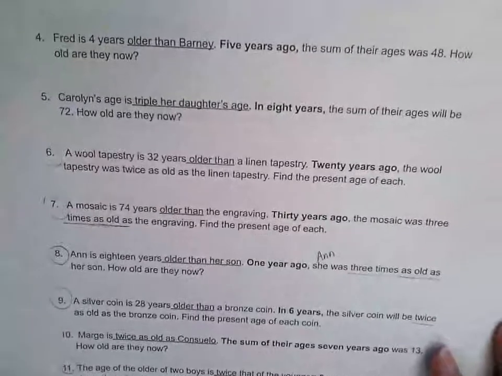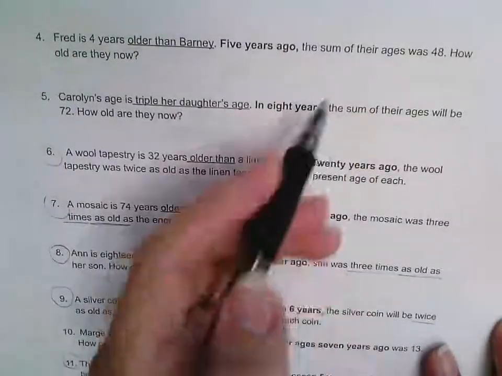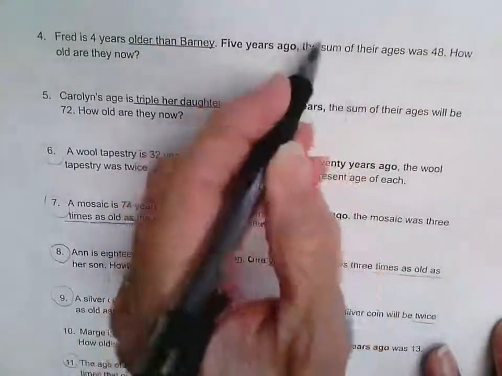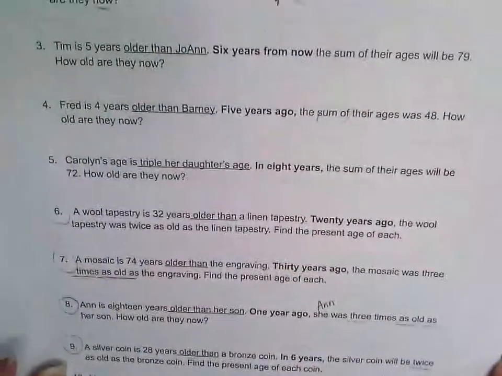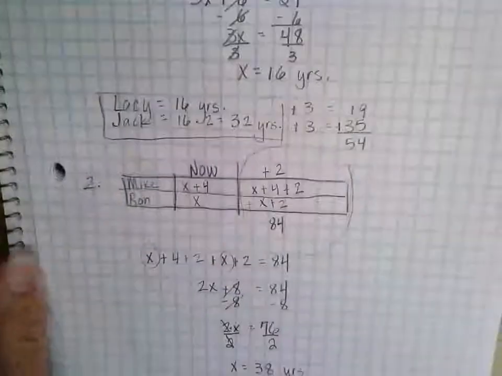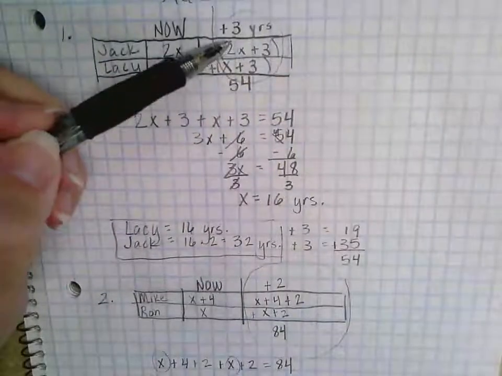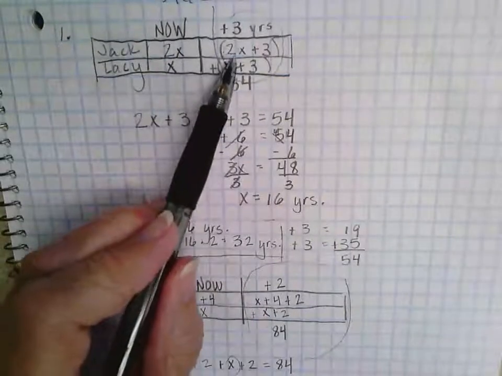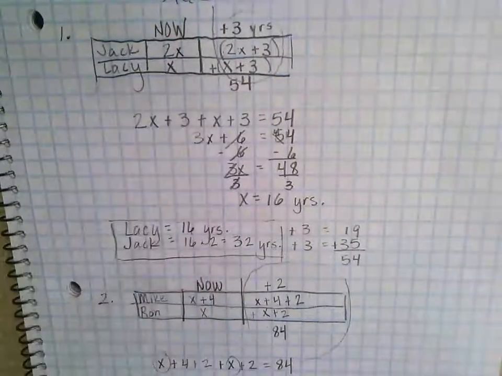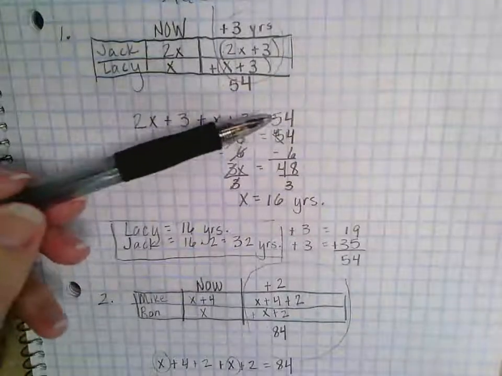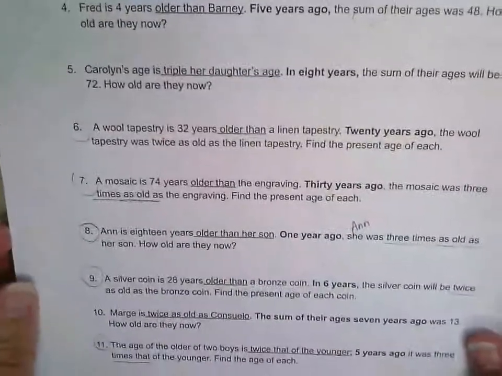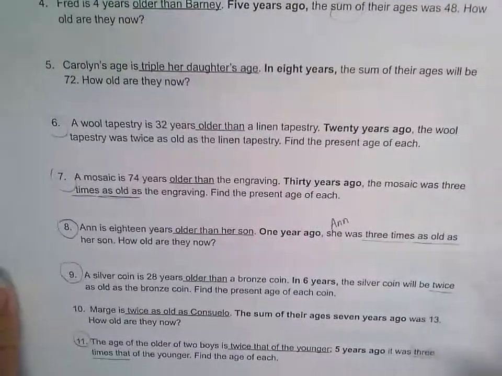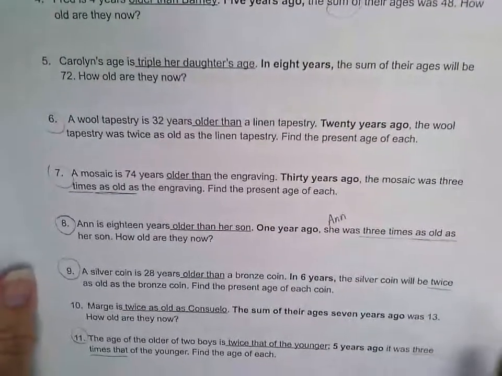In the other problems, we are told that the sum of the ages is a particular number. And so we use that last column that we had to set up an equation wherein we added the two expressions and set them equal to a number that was given to us. In these that are circled, there's a little different wording.